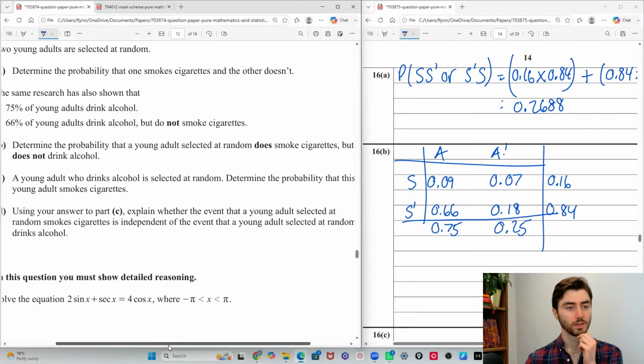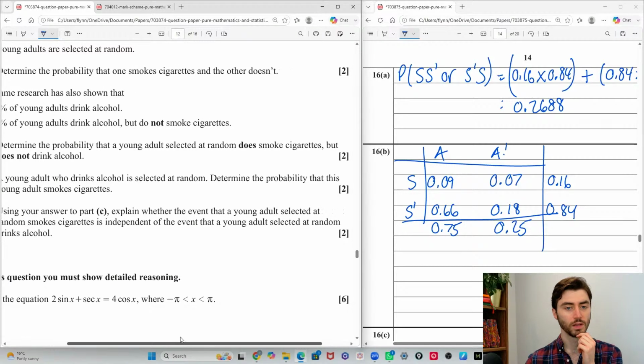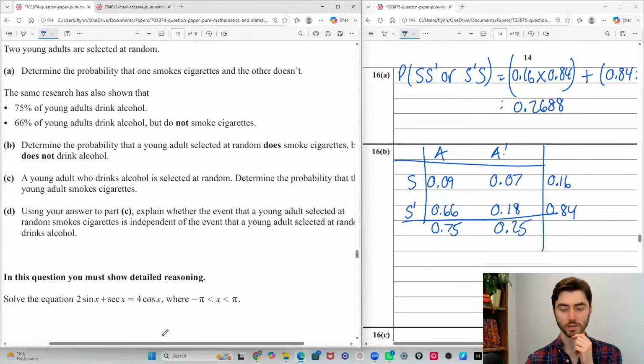Okay. Determine the probability that the selected young adult does smoke but does not drink. So S, no alcohol, 0.07.